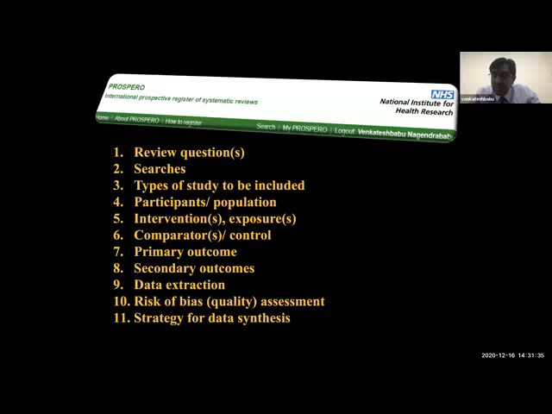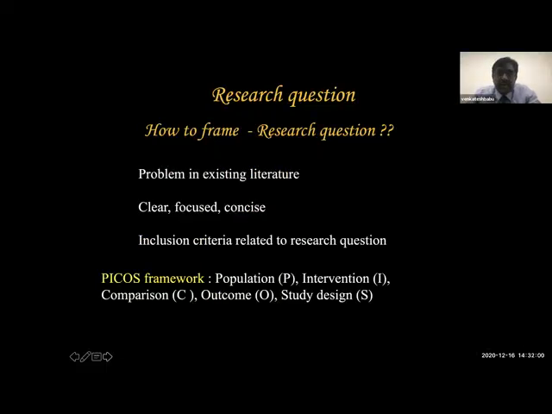So you have to prepare these 11 points beforehand so that if you decide to register, you can straight away copy and paste from your Word document. Okay. So don't worry, I will be explaining to you in detail what all these parameters are about. These first 9 parameters I will be dealing with. The 10th and 11th will be dealt with by my friend. So first is the research question.